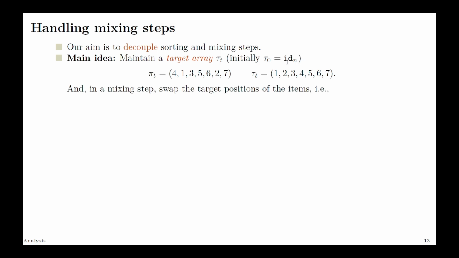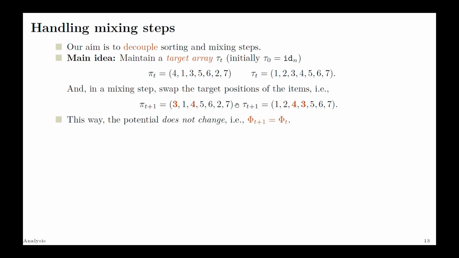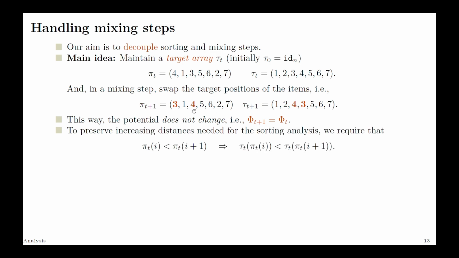And whenever we have a mixing step, let's say values 3 and 4 are mixed, so they're swapped in the pi array, then we also swap their target positions. This means that the distances of the elements to their targets are the same, so the potential does not change. This, however, could introduce some problems in the sorting analysis because we need the distances to be increasing within a sorted block.